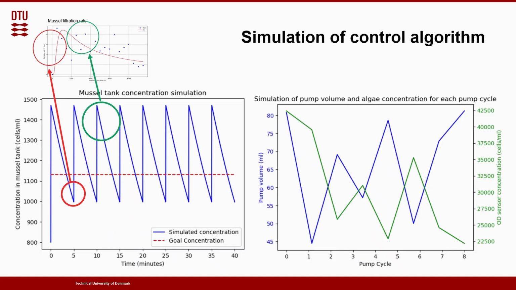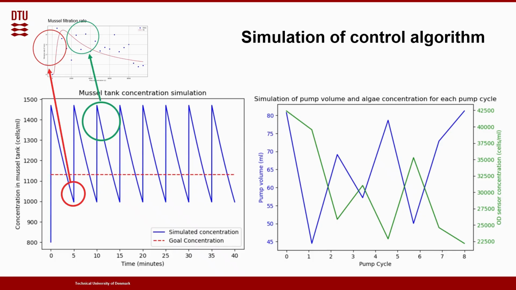To verify that our mathematical model works, we did a simulation of our control algorithm, which is what we see on the left. We see that first we feed the mussels, then the mussels consume, we feed the mussels, they consume, and so on and so forth. We decided to keep the average concentration slightly higher than the goal concentration, simply because the slope is smaller with a higher concentration than it is with a lower concentration, so we are in a safer range.